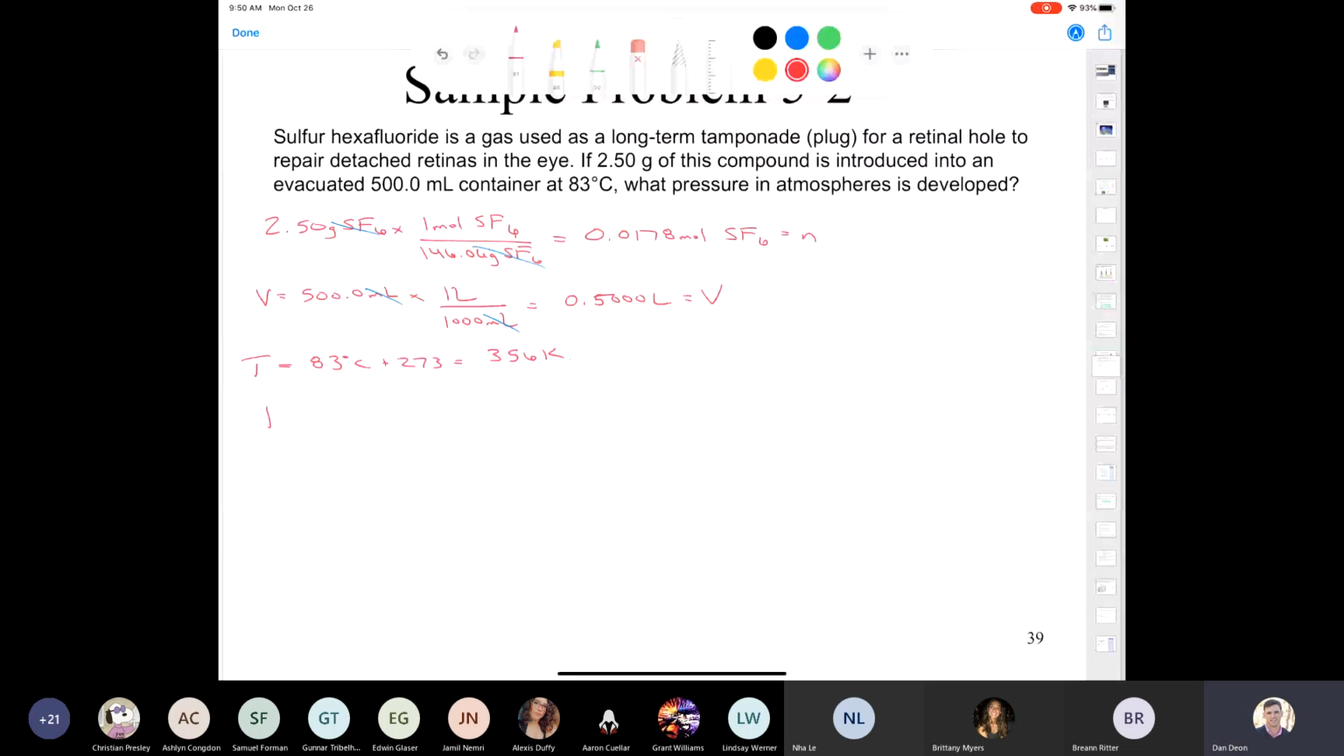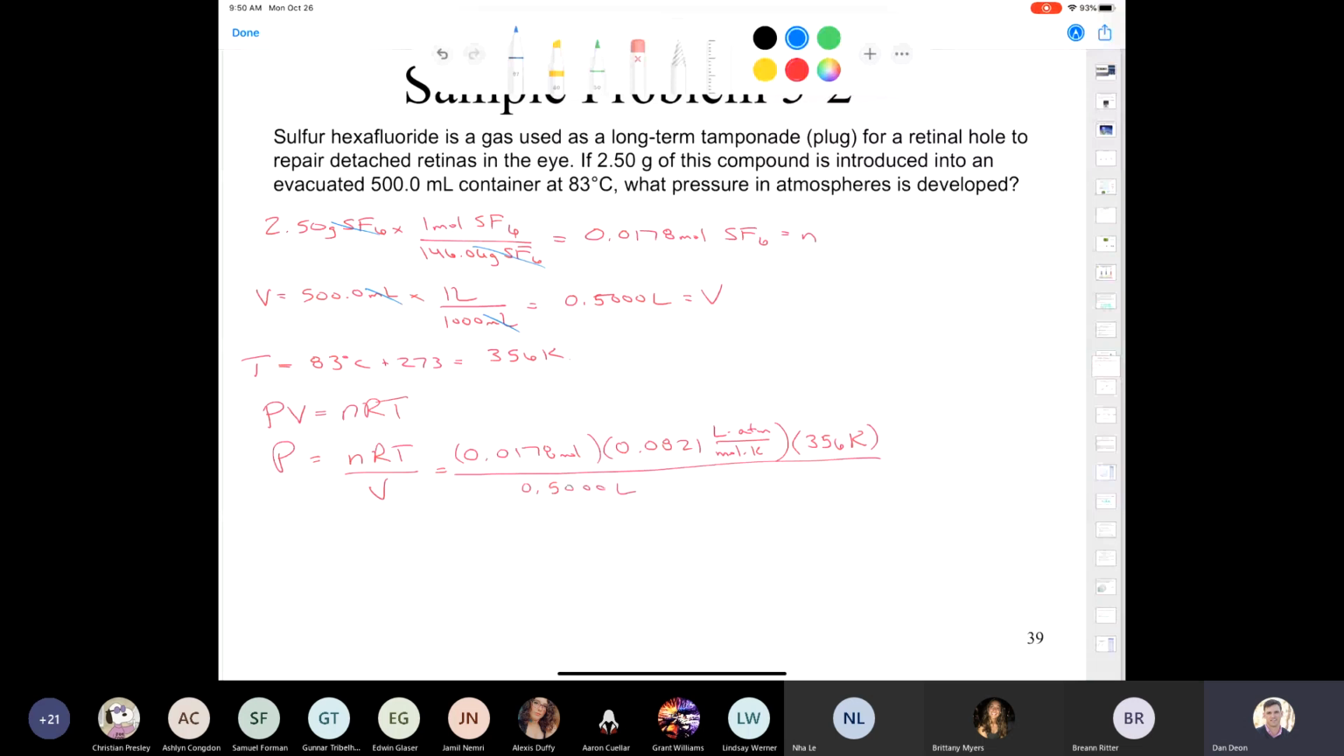So now we can take our ideal gas equation, PV equals nRT, and we can solve for P. P is equal to nRT over V. Let's plug in some numbers. We've got our number of moles, 0.0178 moles. We've got our gas constant. I've got that memorized, 0.0821. I don't need more than 3 sig figs, so I'll just use 3, liter atmospheres over mole Kelvin. Put in our temperature, which was 356 Kelvin, and we'll divide all that by our volume in liters, which is 0.5000 liters.